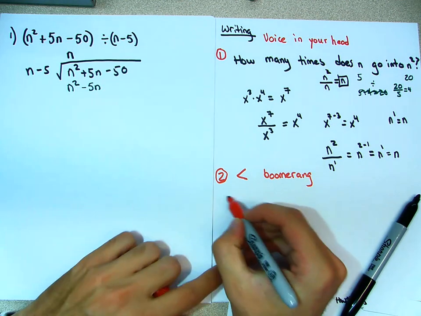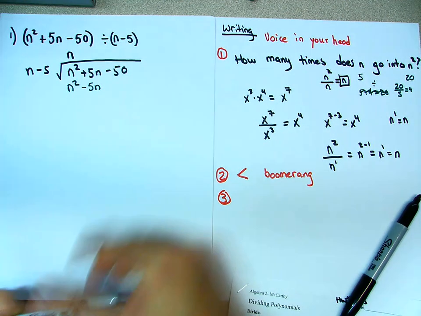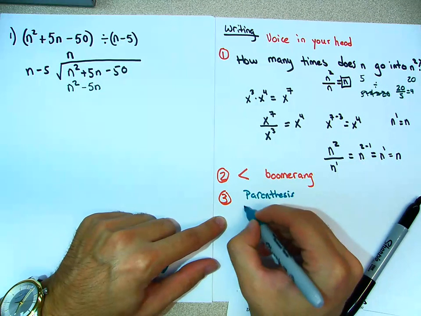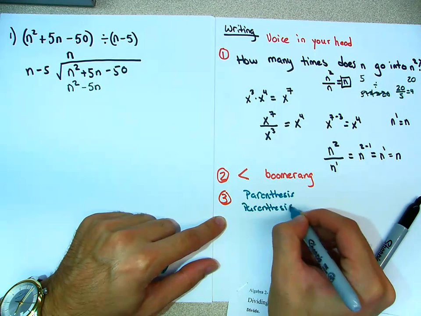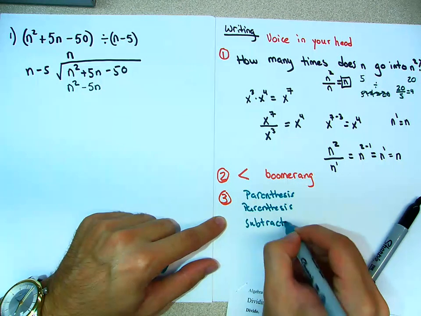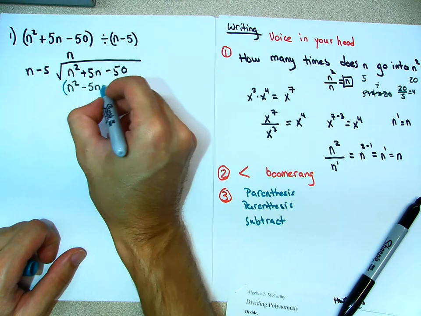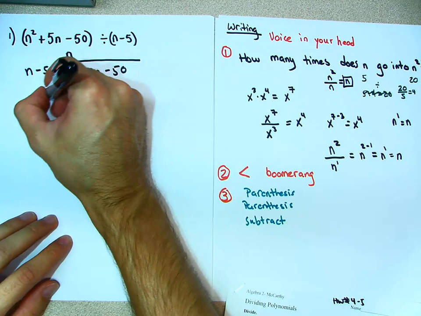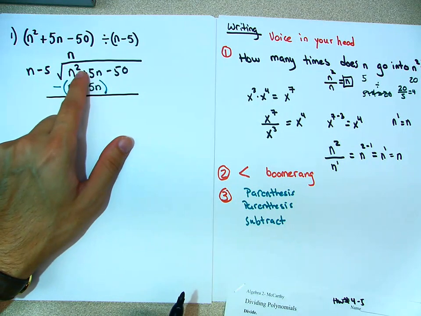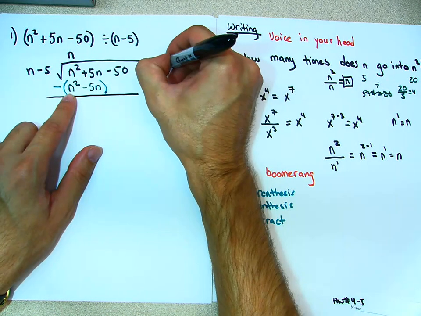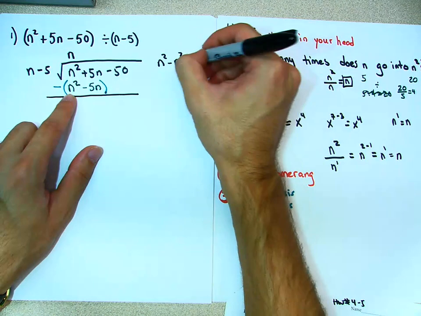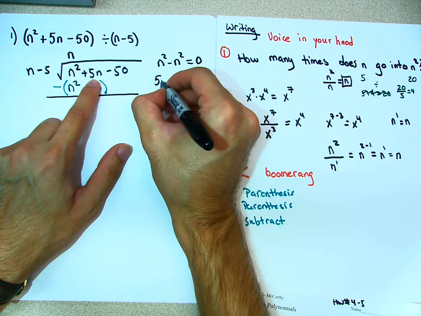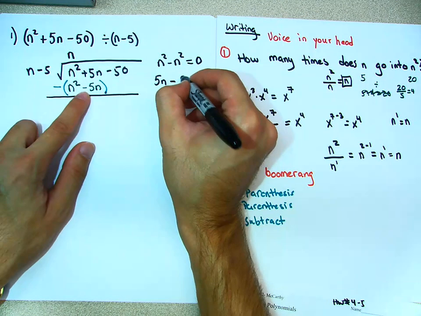Okay? Step 3. You do here, parentheses, subtract. Okay? So watch. Parentheses, subtract. Okay? And now here, what do we do? Watch this. We're doing n squared minus n squared. That is 0. Right? Now what do we do here? Look, we take 5n minus a negative 5n.